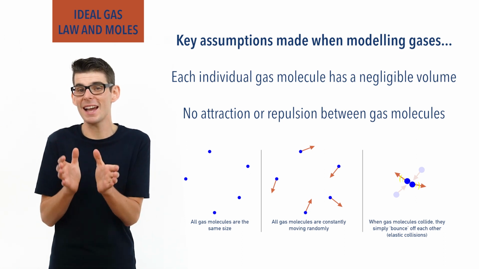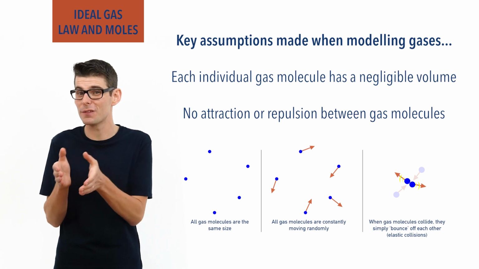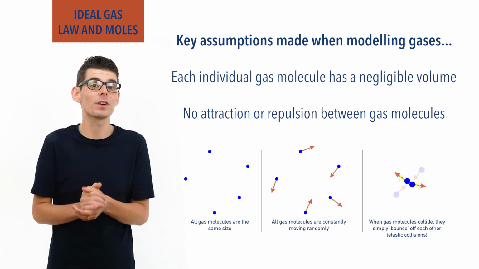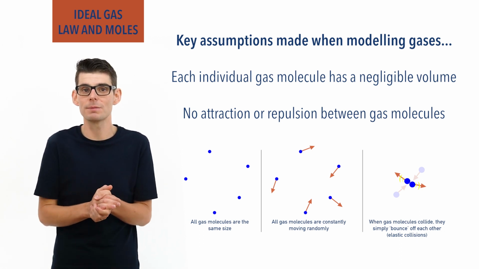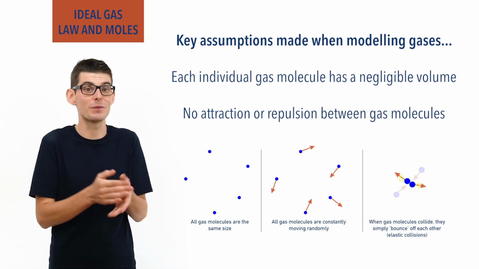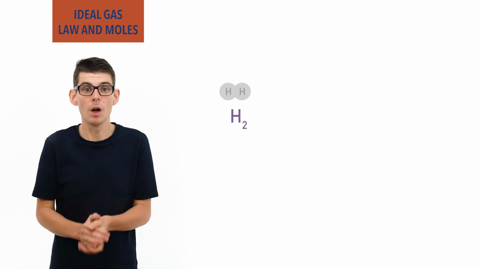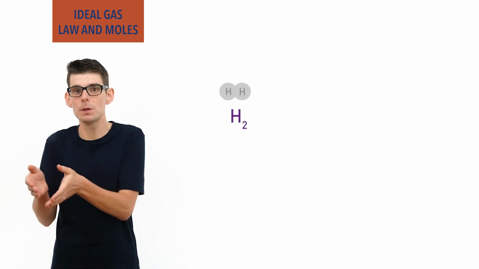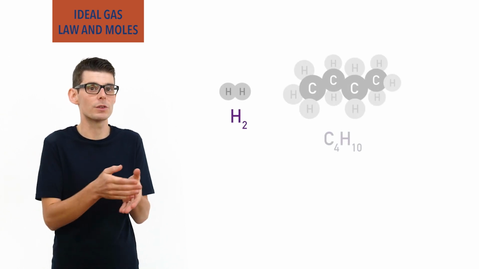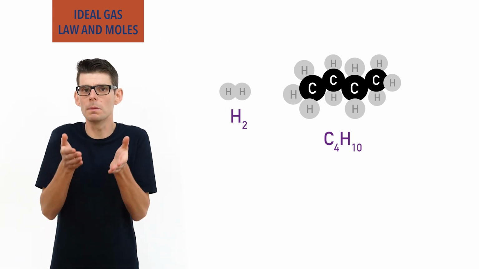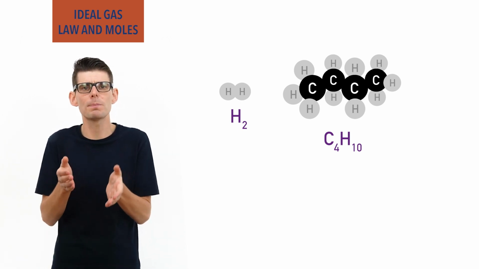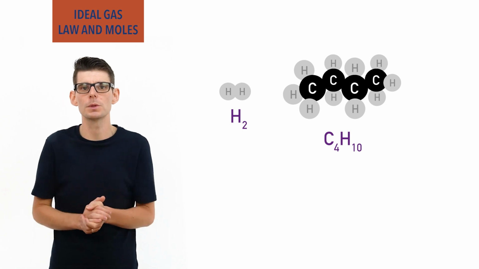These assumptions can seem a little bit strange when you really think about it. We know, for example, that different types of gas molecule can absolutely have different sizes. Hydrogen molecules, H2 for example, are a lot smaller than butane molecules, C4H10. Surely 1 mole's worth of each should occupy a different volume as a result.